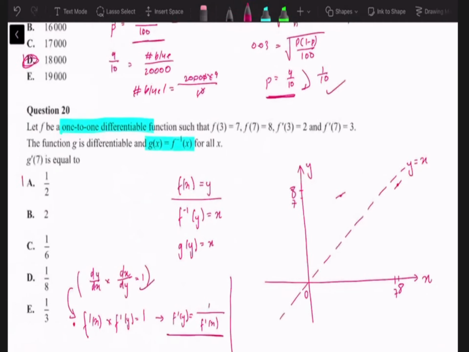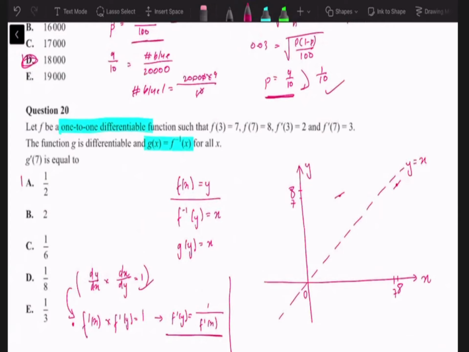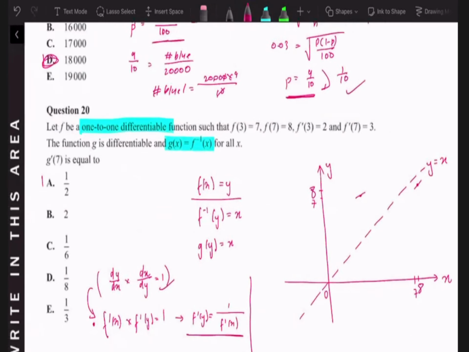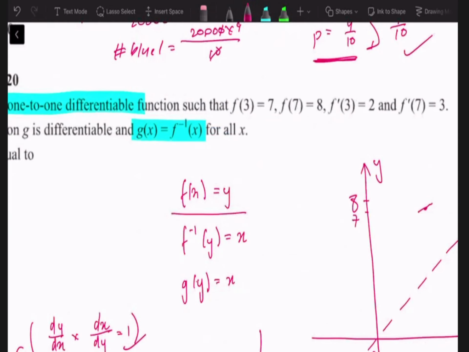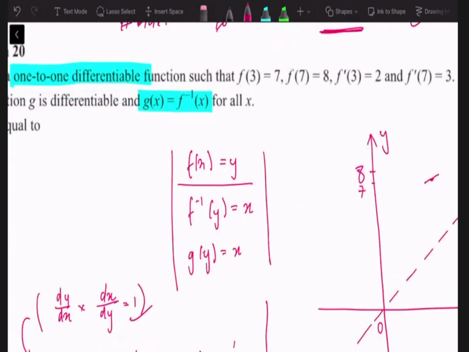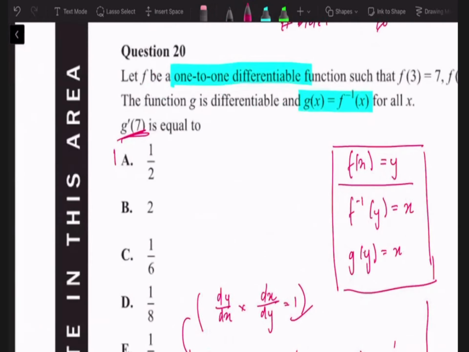So the function is differentiable, and g is the inverse of f(x). So for g(7), we know that f(x) and its inverse are interconnected. At x, f(x) is going to be y, and at y, f inverse of x is going to be x. So if we're looking at g dash 7, that's the point.